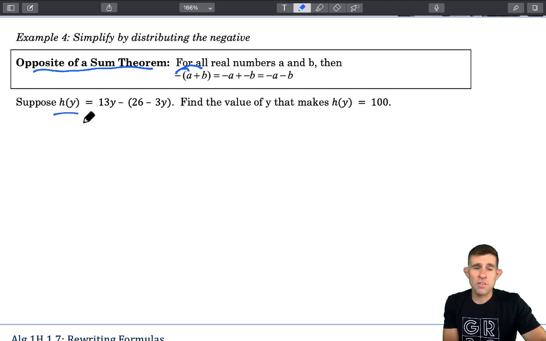We see we have a function h of y. It's given by 13y minus this quantity, 26 minus 3y. We want to find the value of y that makes h of y equal to 100. So we're going to start off by rewriting this equation and substituting 100 in for h of y.